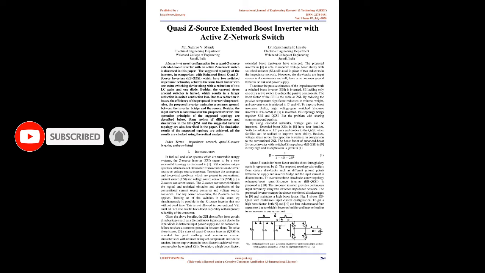The suggested topology of the inverter, in comparison with Enhanced-Boost Quasi-Z-Source Inverters, EB-QZSI, which have two switched impedance networks, achieves the same boost factor with one extra switching device along with a reduction of 2 LC pairs and 1 diode. Besides, the current stress around switches is halved, which results in a larger reduction in switch conduction loss. Due to a reduction in losses, the efficiency of the proposed inverter is improved.